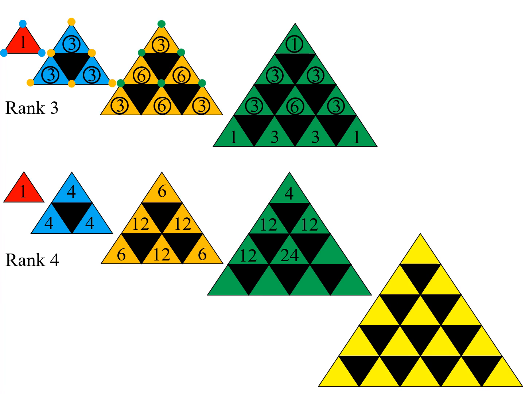Rank 3. Orange 6 plus orange 3 plus green 3, rank 4, 12. Rank 3. Orange 3 plus green 1, rank 4, 4. Rank 3. Orange 3 plus orange 6 plus green 3, rank 4, 12. Rank 3. Orange 6 plus orange 3 plus green 3 equals rank 4, 12. Rank 3. Orange 3 plus green 1, rank 4, 4. Rank 3, put 15 yellow dots on the green level.